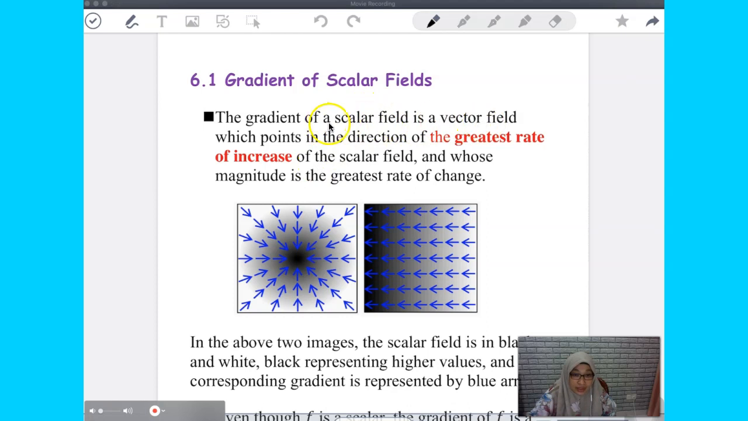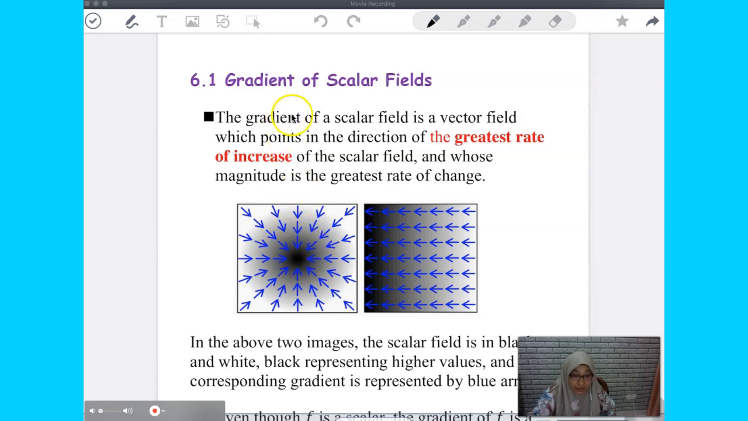Okay, so the gradient of a scalar field will give you a direction, and by using that direction you get the greatest rate, or the maximum rate of increase. When you obtain the magnitude of that vector field, you have the maximum rate of change. Okay, so for example, you have this example. You can see that the black and white one is a scalar field, and when you evaluate the gradient of this scalar field, you get the arrows. That is called the vector field, right?